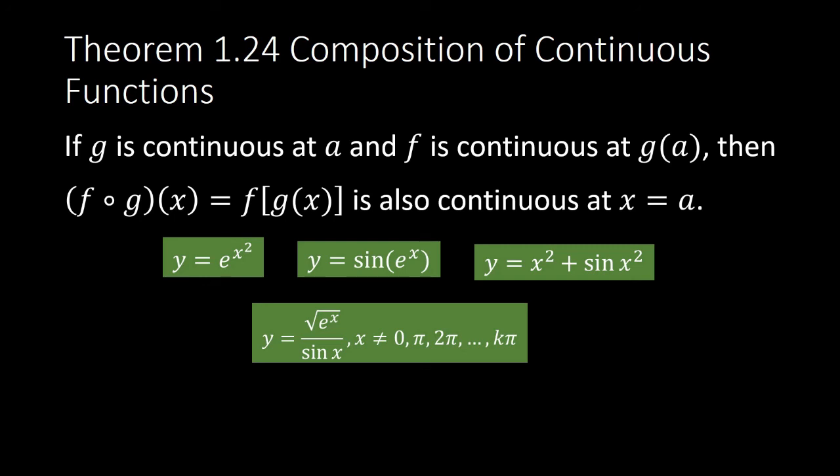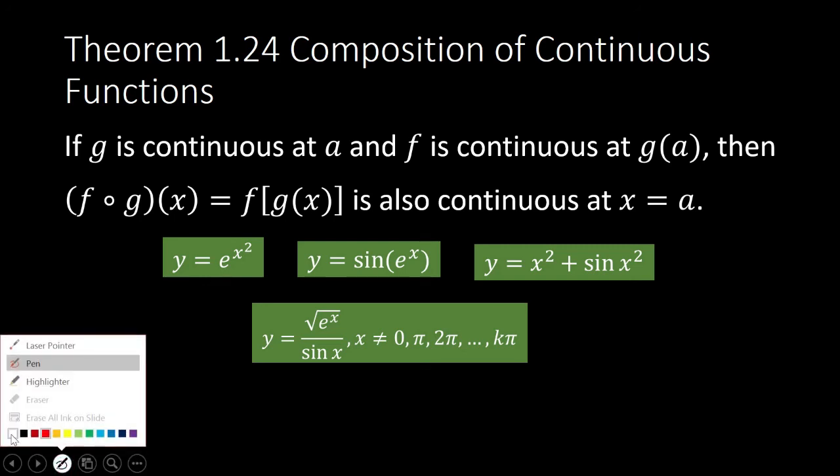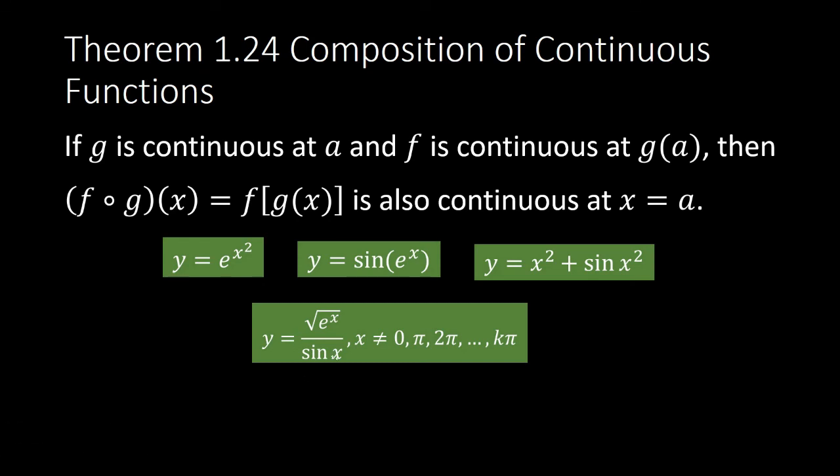So this one is also, you did many things to this function. You get its quotient, okay? And so this one is a function composition. The function e to the x and the square root function, the square root of x. This is continuous when x is not equal to 0. Pi, 2 pi, so on and so forth. And why so? Well, because sine of 0 is 0. Sine of pi is 0.